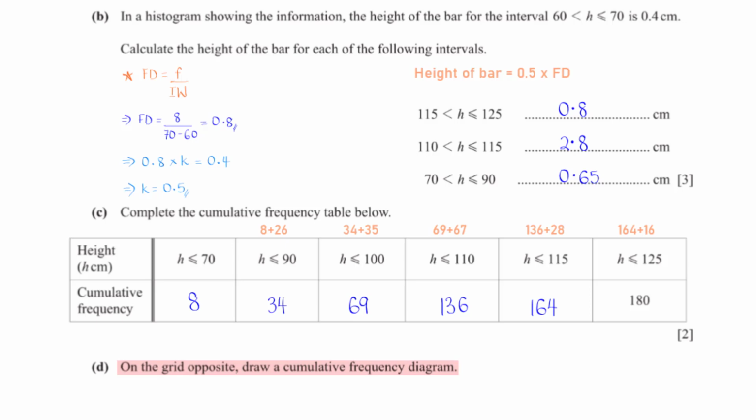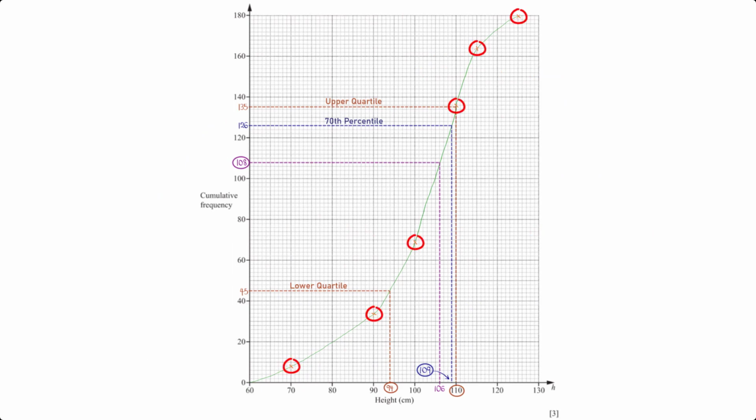On the grid opposite, draw a cumulative frequency diagram. So on the grid, we plot all the points in the cumulative frequency table, then we connect the points with a smooth line.